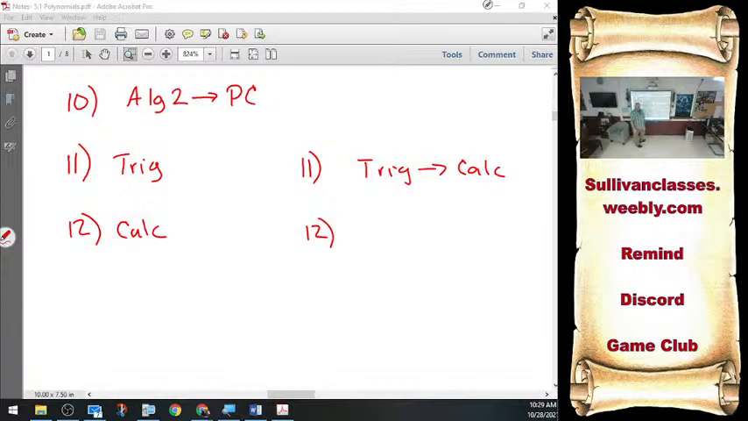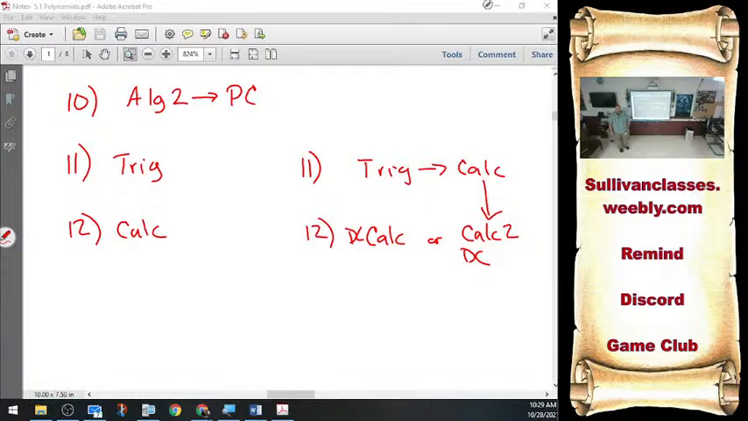Then, your senior year, you have the option of either doing dual credit calc, which is going to be pretty much the exact same thing, but easy A, and now it's for college credits. Or you go Calc 2 dual credit from the college. That's hardcore math right there.